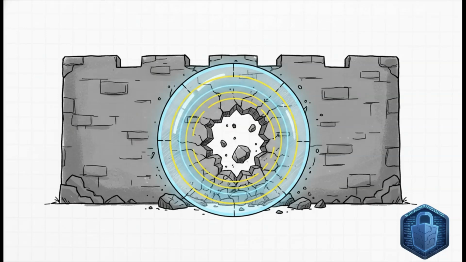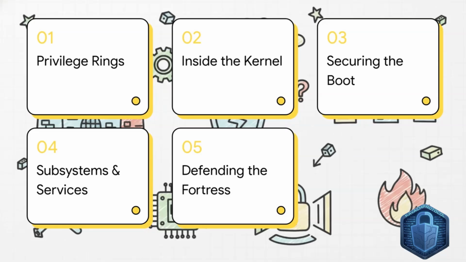That reality brilliantly illustrates why you just can't buy your way out of this problem. I mean, I've seen organizations spend millions on fancy firewalls and endpoint detection, but then they have a system running where a group like Everyone has write access to a critical folder like System32. Firewalls absolutely cannot fix architectural failures. If the blueprint is flawed, the fortress falls. So here's our roadmap for today. We'll quickly cover privilege rings, take a look inside the kernel, talk about securing the boot, examine systems and services, and finally, look at defending the fortress.